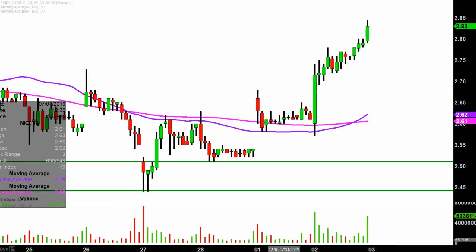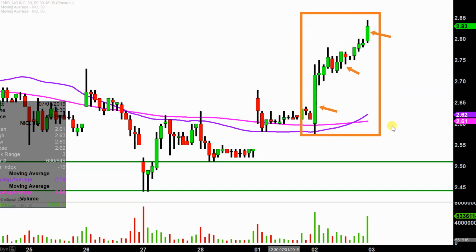Real quick, what do I mean by 30-minute in case maybe you're new to charts? Instead of each one of these candlesticks here representing 1 day's worth of price action, which is what you would normally see, each one represents 30 minutes. So this here may look like several days worth of time. It's actually today's price action broken down into 30-minute time slices.